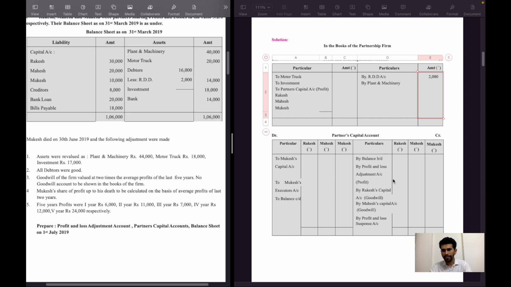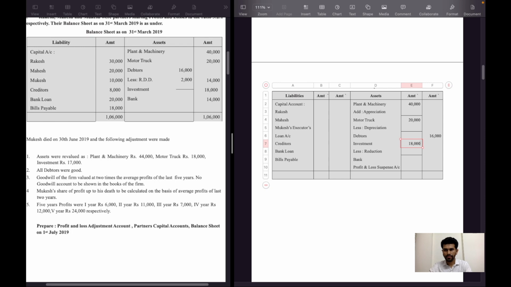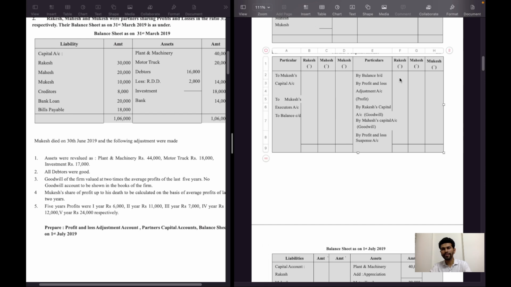Next, investment 18,000 rupees, bank balance 14,000 rupees. There is no adjustment in bank, so we will write as it is. Capital account, opening balance will be recorded on partner's capital account credit side by balance brought down. Rakesh amount is 30,000 rupees, Mahesh 20,000 rupees, and Mukesh 10,000 rupees.